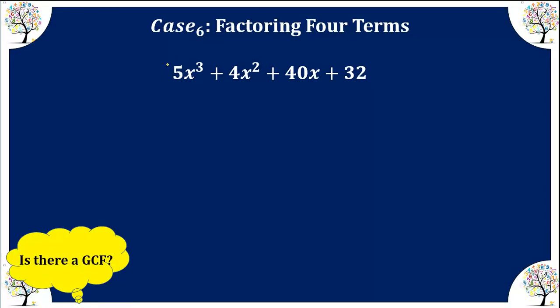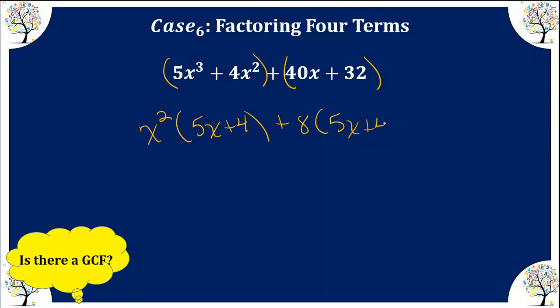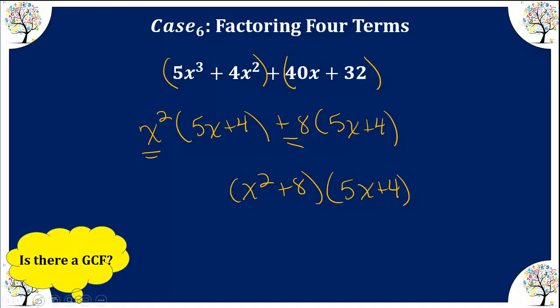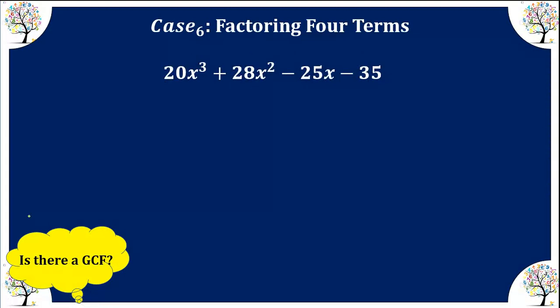We have 4 terms. There's no GCF. We're going to factor by grouping. We're going to factor out the GCF of each binomial. We're going to write the GCFs as one binomial. This is one factor, and this is our second factor. Very easy. Let's do one more.